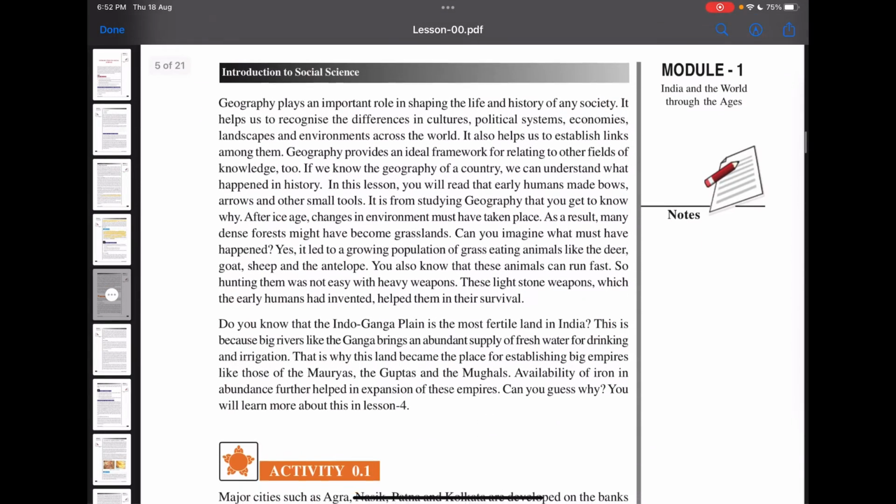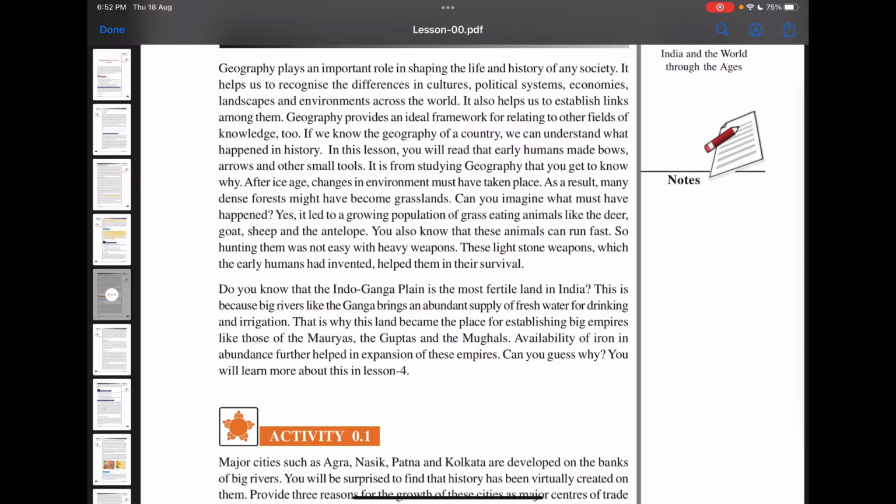Geography plays an important role in shaping the life and history of any society. It helps us to recognize the differences in cultures, political systems, economies, landscapes, and environments across the world. It also helps us to establish links among them. Geography provides an ideal framework for relating to other fields of knowledge too. If we know the geography of a country, we can understand what happened in history.